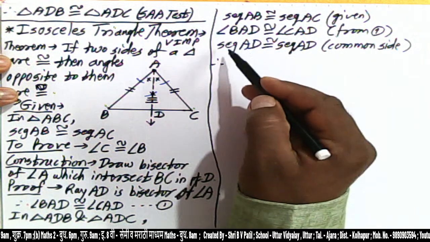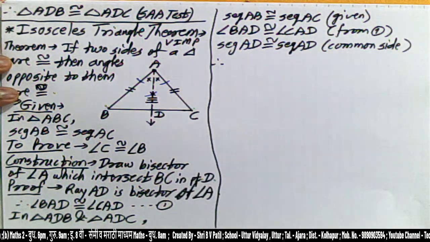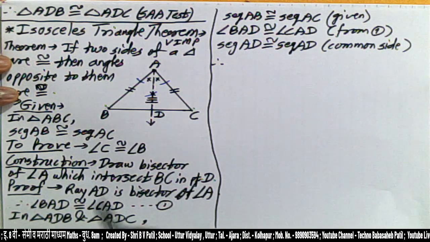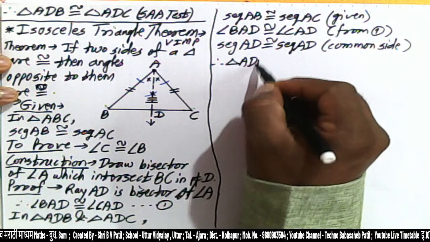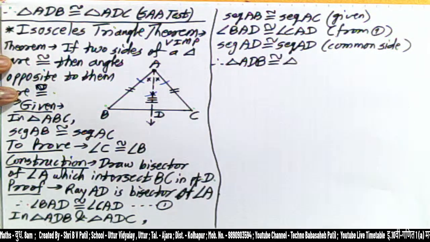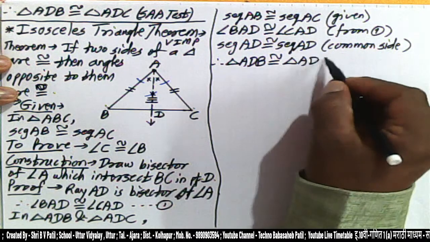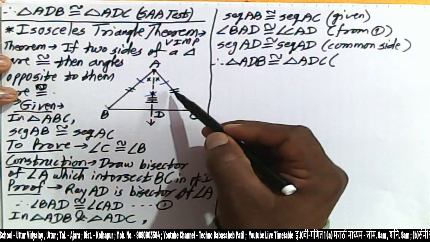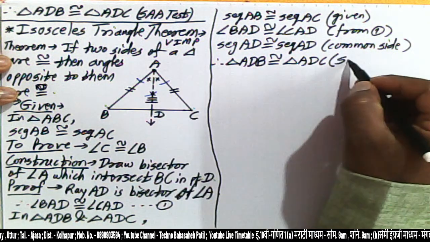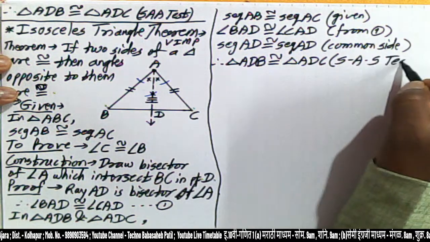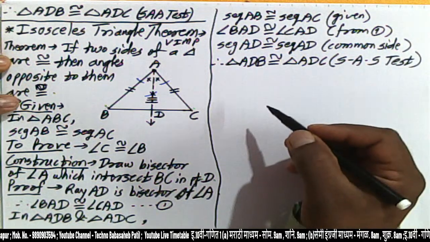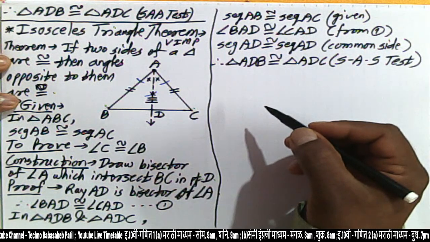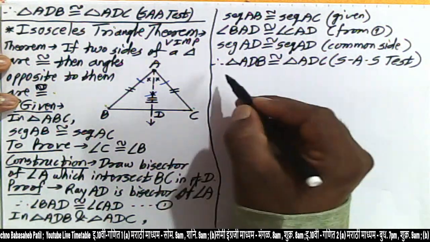Therefore, if three conditions are satisfied, then we can say that two triangles are congruent, triangle ADB congruent triangle ADC, and the reason is side angle side test. Yes, good answer given here. बरेच विद्यार्थी अगदी छान उत्तर द्यायला लागलेत.